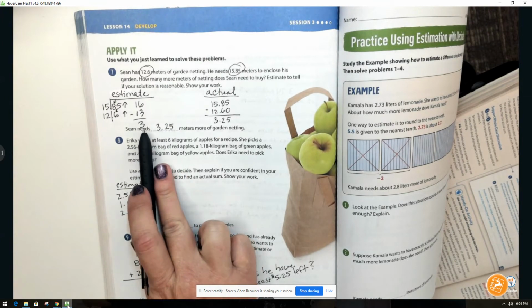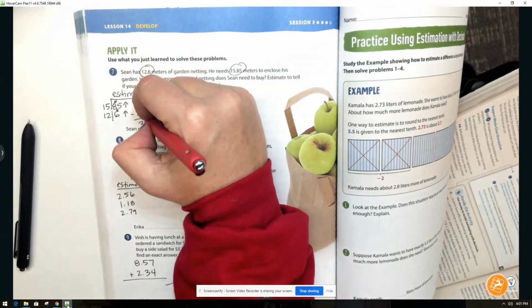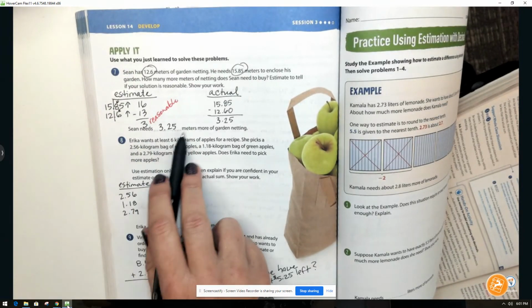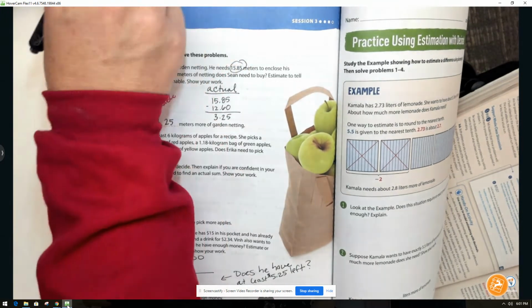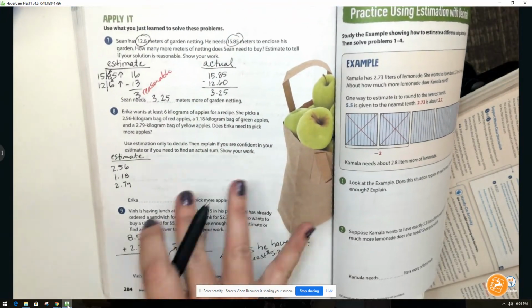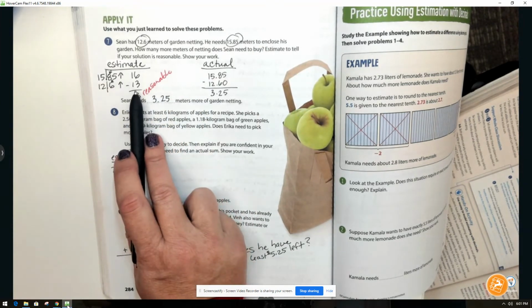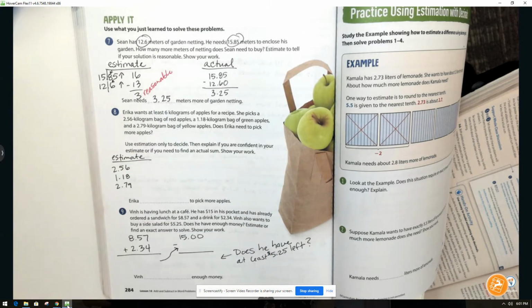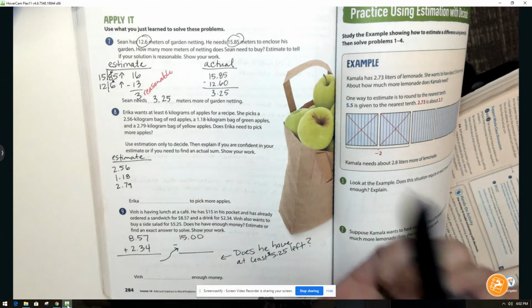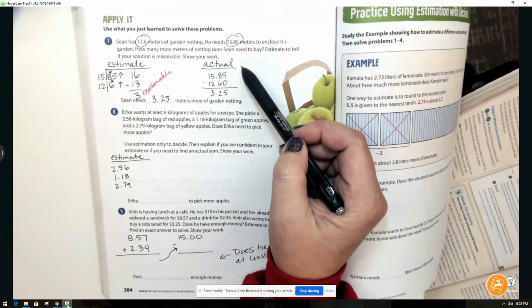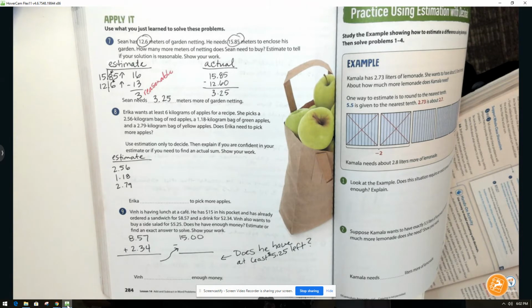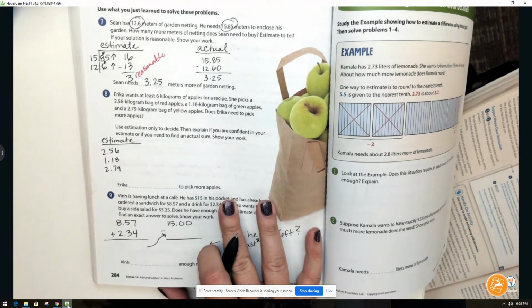Was my answer reasonable? Yes, reasonable, because 3 is very close to 3 and 25/100. It's awesome to use estimation to check for reasonableness because that helps us find if we made a mistake. If our estimate is really far away from our actual answer, that means one of two things. We may have solved this problem incorrectly, or we may have estimated incorrectly, or estimated not to a number closest. So it's always good to estimate to check for reasonableness to see if your answer is close.